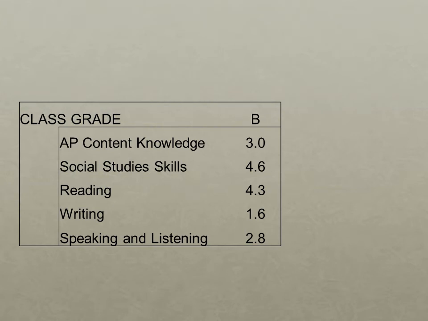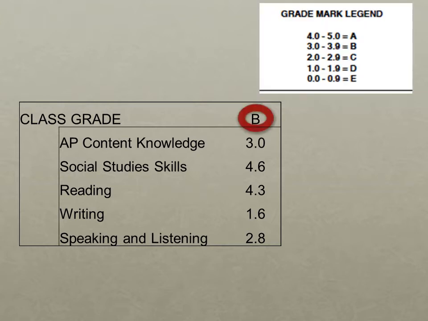Here we find a progress report of a student in AP American History. In this example, the student has received a B in class. The grade mark legend is always found at the second page top right corner. In this case, we can see that the student received between a 3 and a 3.9, which is of course a B.